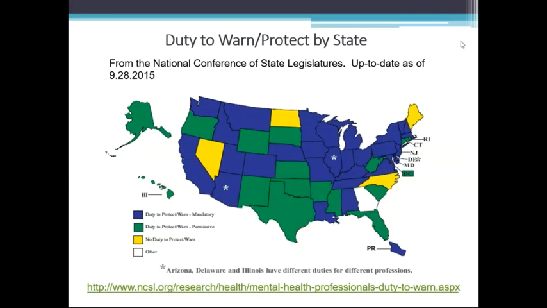Here is just duty to warn, protect by state, and we actually had this same slide in the confidentiality presentation or training that we did last year, but we wanted to include it again here since it's relevant to this topic. This just shows you a map, at least as of 2015, of which states have duty to protect and warn laws that are mandatory, which have laws that are permissive, and which either have no duty to protect or warn in their state statutes, or in the case of Georgia, may have something kind of other altogether.